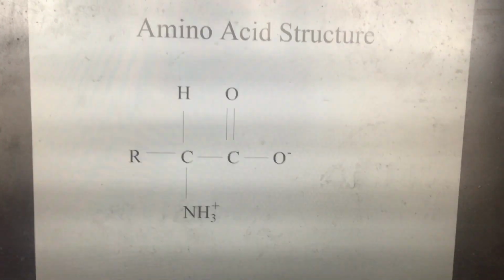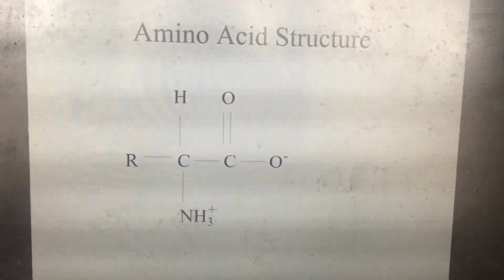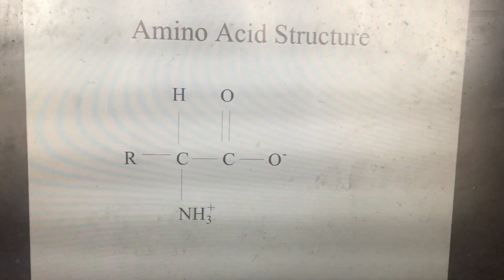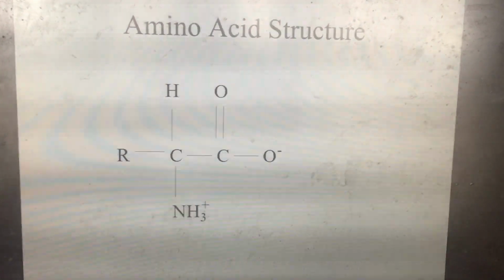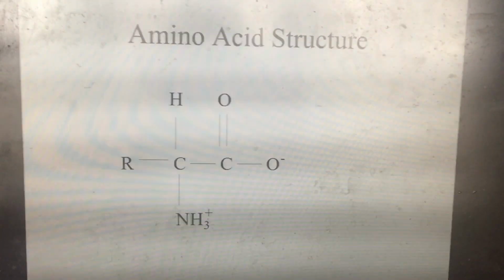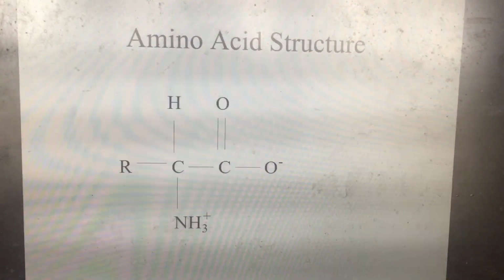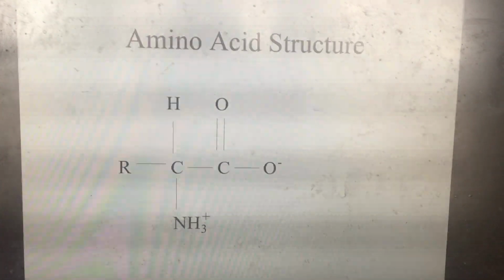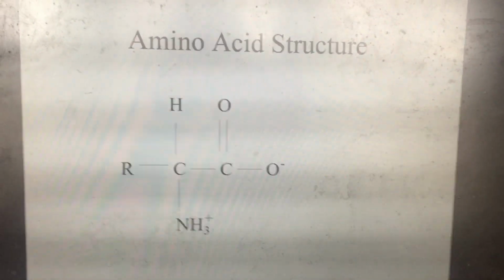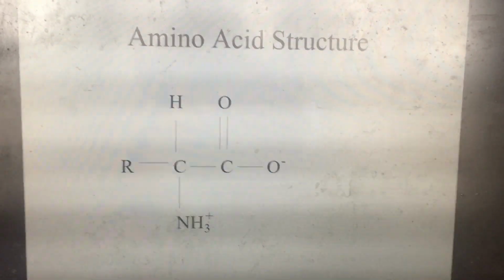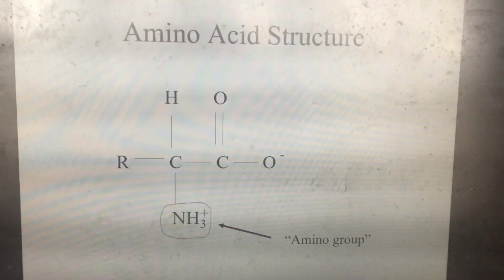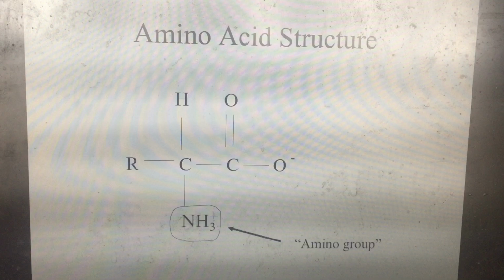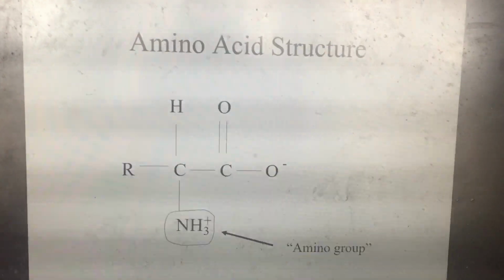You can see that proteins, just like carbohydrates and fatty acids, are made up of carbons, hydrogens, some oxygens. Unique thing about amino acids, though, from proteins. This is the building block of protein. So a protein is made up of many amino acids. The unique thing about amino acids is they've got this NH3 group, which is called an amino group.